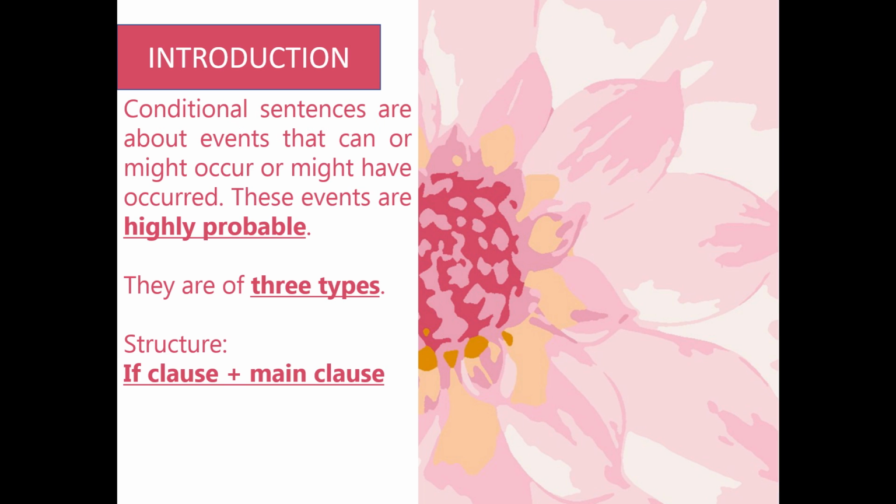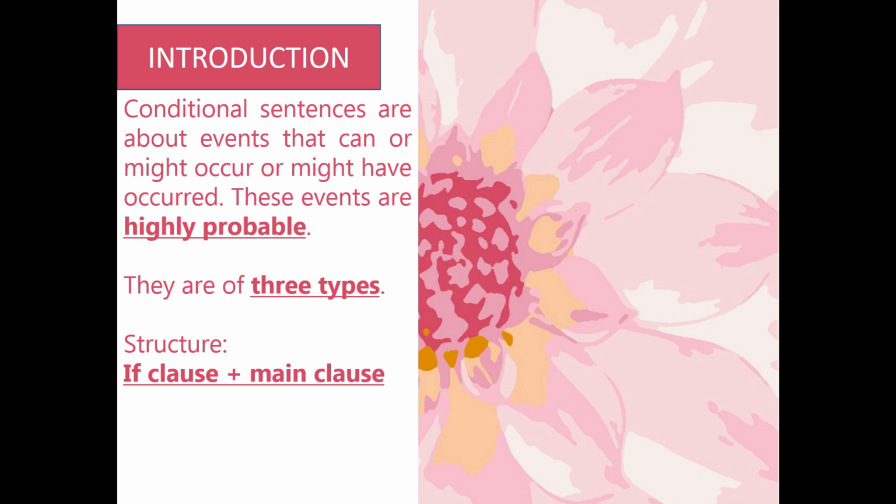Conditional sentences are about those events or situations which might occur in future or might have occurred in the past. These events are highly probable, means uncertain. Now, conditional sentences are of three types, but the basic structure of all the three types is the same.